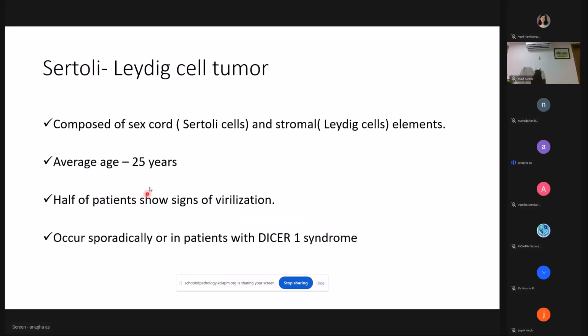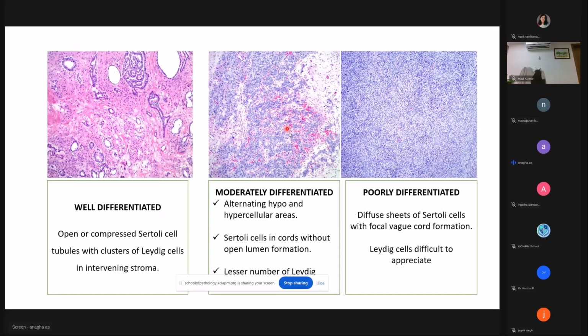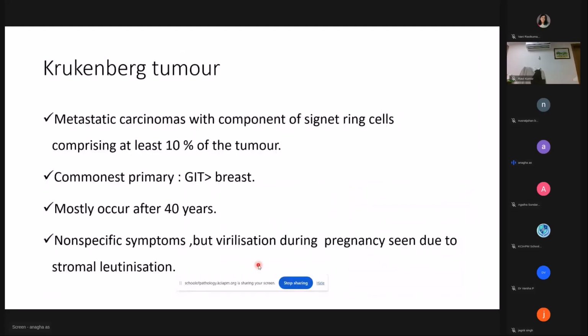So my first differential diagnosis would be a Sertoli-Leydig cell tumor, where the average age of presentation is 25 years and half of patients will show signs of virilization. So this case more resembles a moderately differentiated Sertoli-Leydig cell tumor showing alternating hypercellular and hypocellular areas, Sertoli cells in cords without open lumen formation, and a smaller number of Leydig cells.